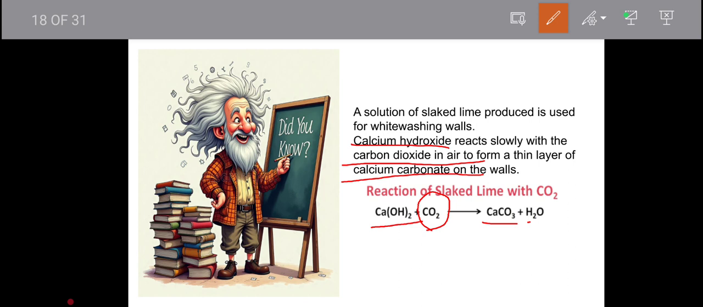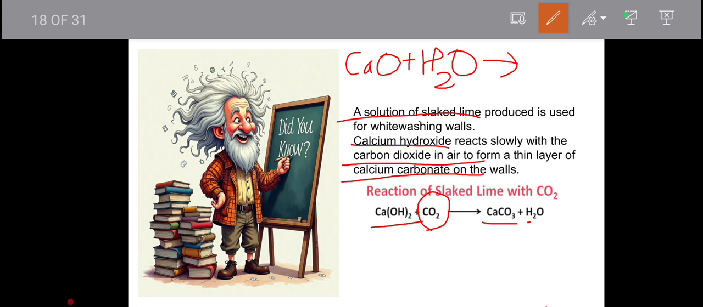Okay, so in order to get a solution of slaked lime, initially what we have to take? We have to take calcium oxide. This calcium oxide powder should be reacted with water. As a result, we will be getting a solution of calcium hydroxide, or a solution of slaked lime, and this solution will be used for whitewashing the wall.